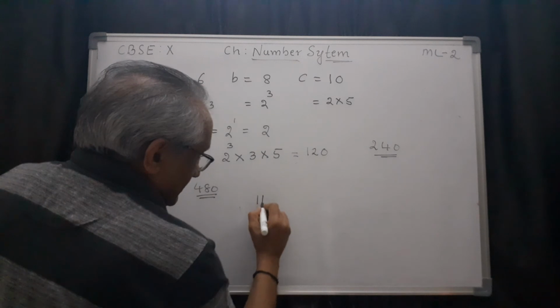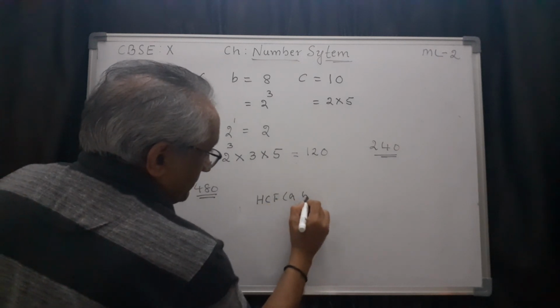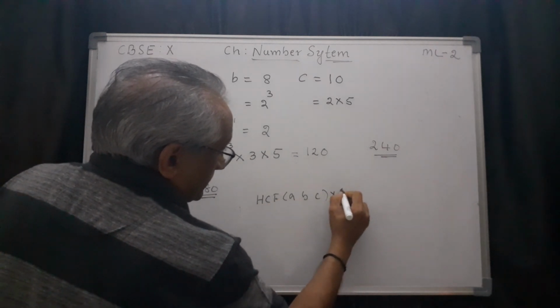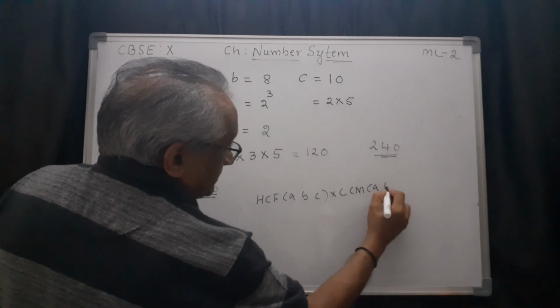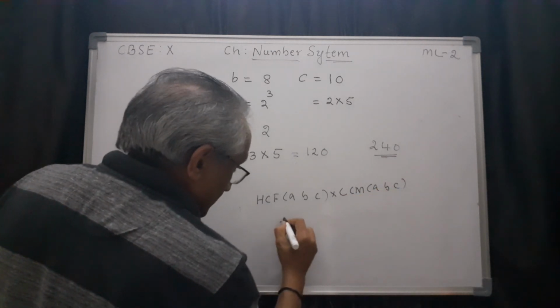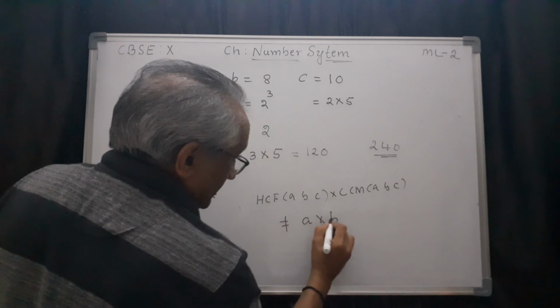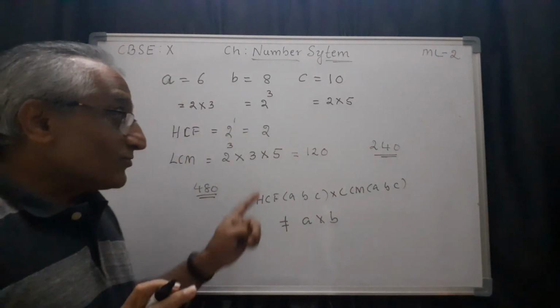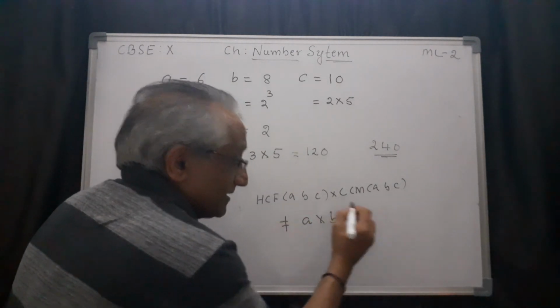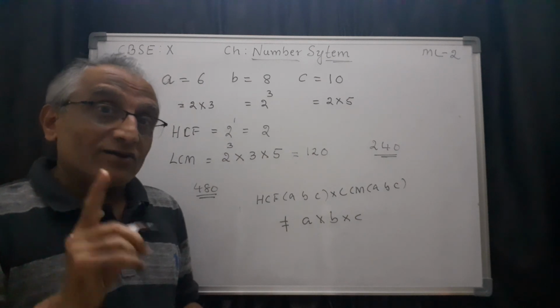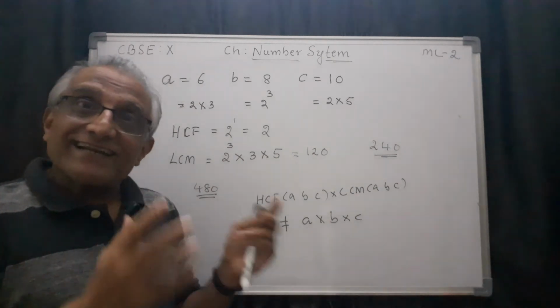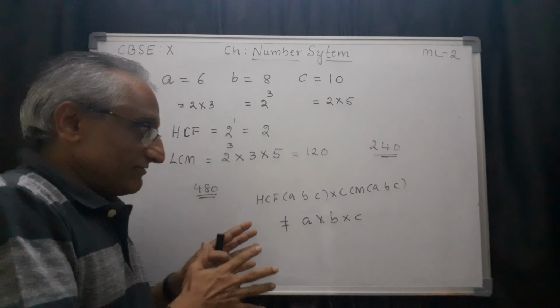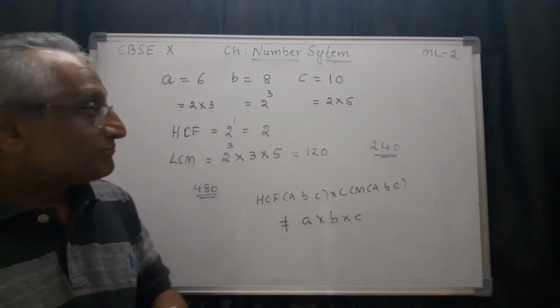That is, HCF of ABC into LCM of ABC is not equal to product of A, B and C. That is true only for 2 numbers, not for three numbers. Therefore, you cannot generalize any such property unless we verify. So let me conclude with this one.